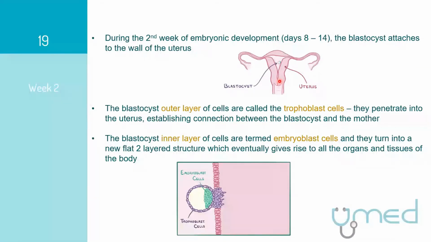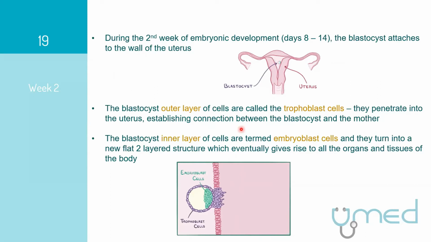Is it anterior, posterior, lateral, superior, inferior? Posterior, superior, right? That's where it implants itself the most frequently. Posterior, superior wall. All right, good. So the blastocyst's outer layer of cells are called the trophoblast cells. You all should know this by now.